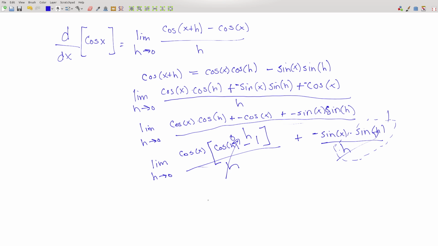So we'll end up with the cosine of x times 0 plus a negative sine of x times 1. So this will of course become 0 plus a negative sine of x times 1, which is the negative sine of x. So in fact, we have now found the derivative of a cosine function. What we end up with is d cosine x dx is equal to a negative sine of x.